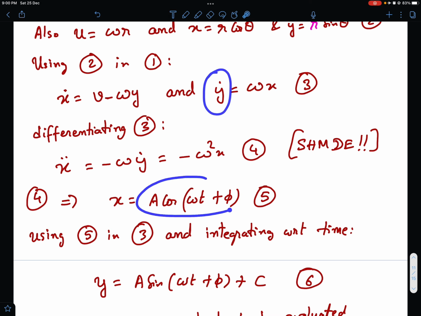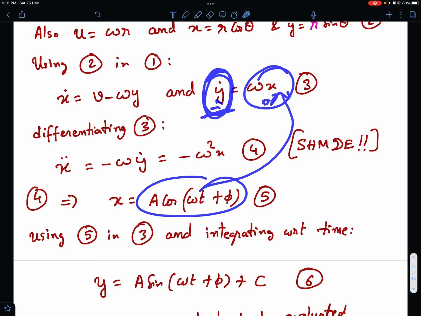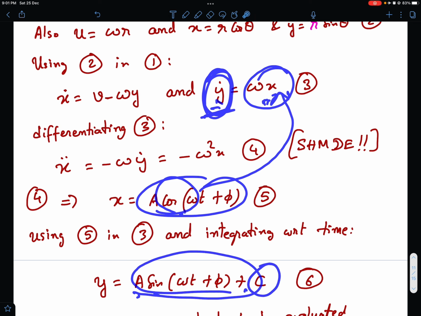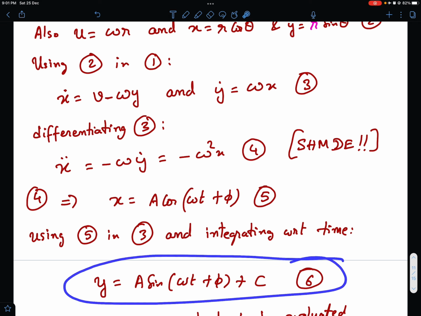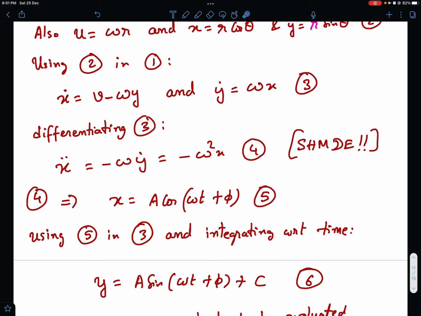So y dot is omega, and instead of x you put a cos(omega t plus phi), and then for y you integrate y dot to get the value of y. So what will you get? You will get integration of cos becomes sin, so sine of (omega t plus phi) plus an arbitrary constant of integration, and when you integrate you will get 1 by omega, and this 1 by omega will cancel the omega outside, and this is what you get for the y coordinate.